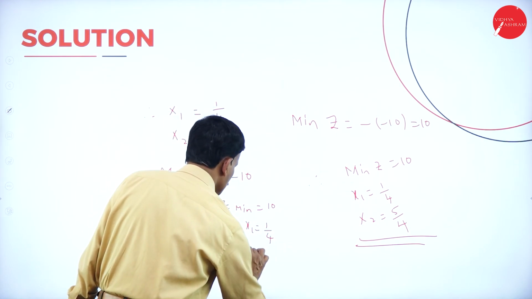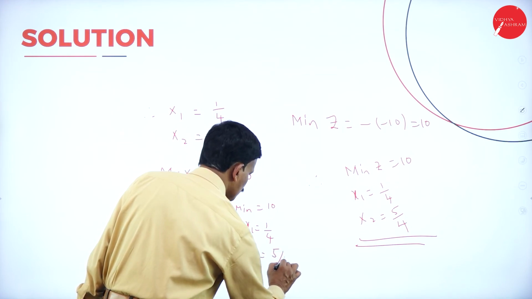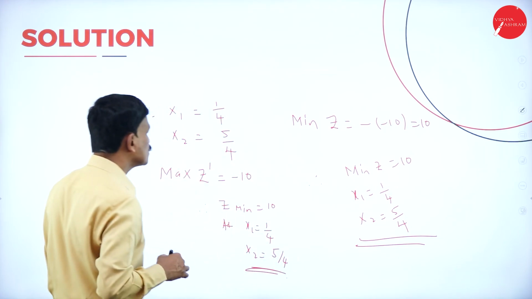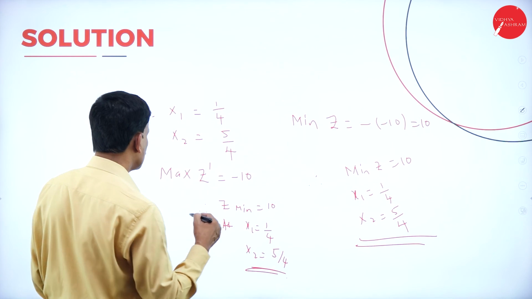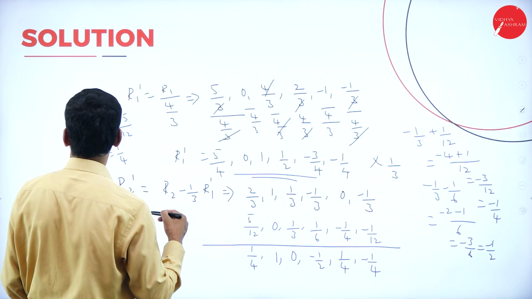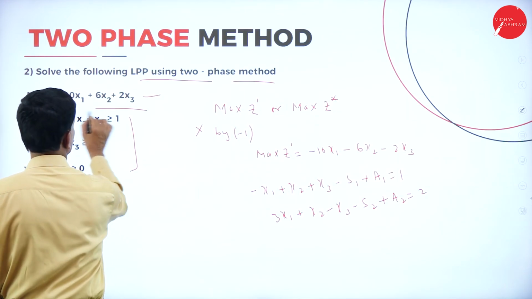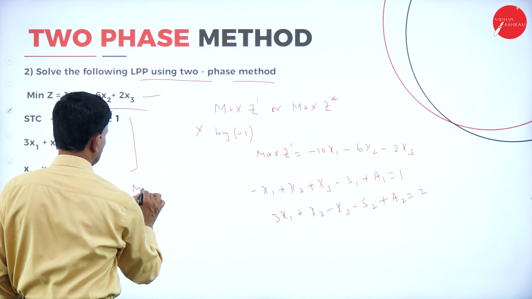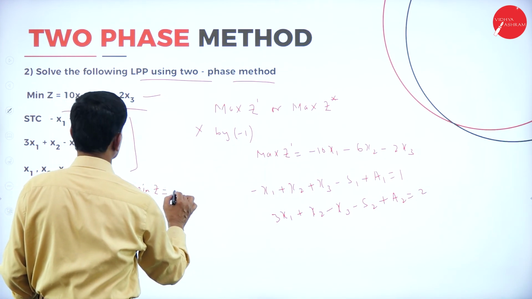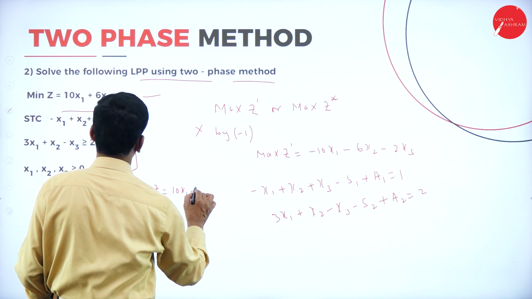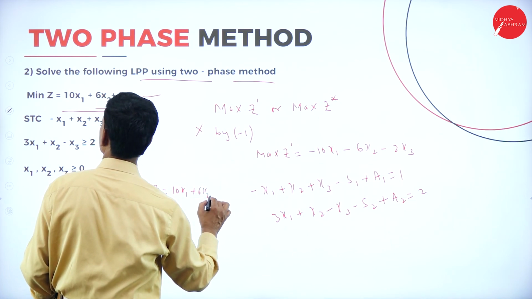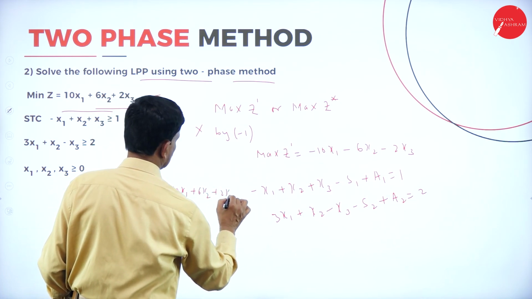Hence we conclude that z minimum is equal to 10 at x1 is equal to 1 by 4 and x2 is equal to 5 by 4. This is the required answer. If you want to verify, you can go to the initial problem. What is the problem given? This is the problem given, that is minimum of z is equal to 10x1 plus 6x2 plus 2x3.